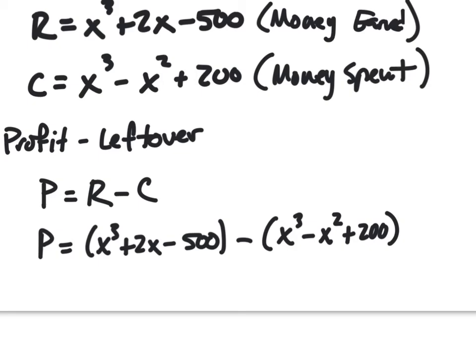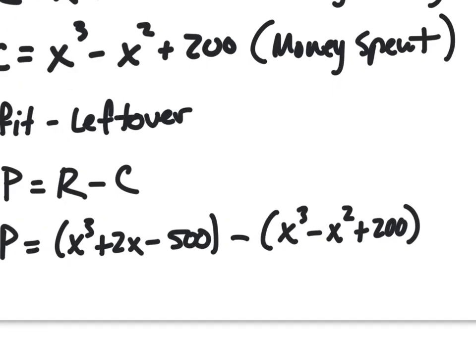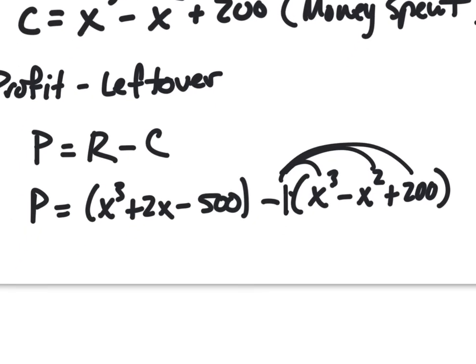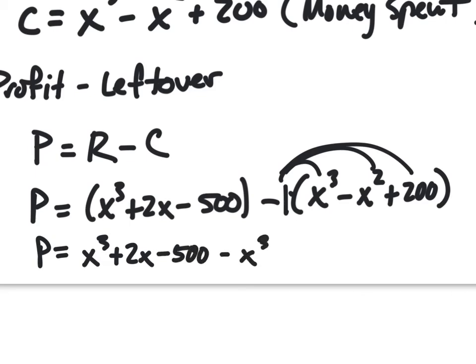So we just need to simplify this. Now I'm going to turn this into a negative 1 times that quantity, and I'm going to distribute my negative 1 here. So I'm going to get that my profit is equal to x cubed plus 2x minus 500 minus an x cubed plus an x squared and then plus 200. Or I'm sorry, minus 200. And now I'm going to reorder this and combine my like terms.